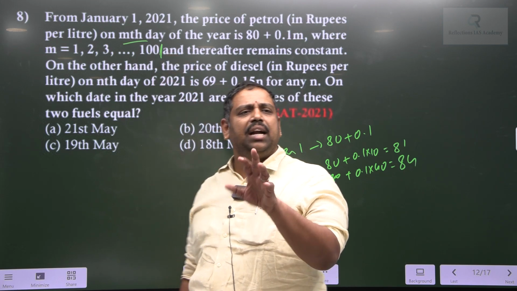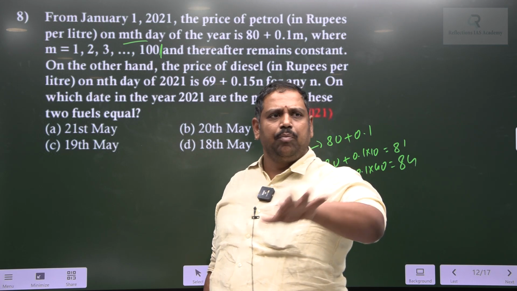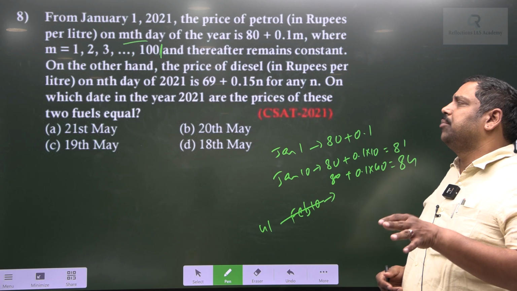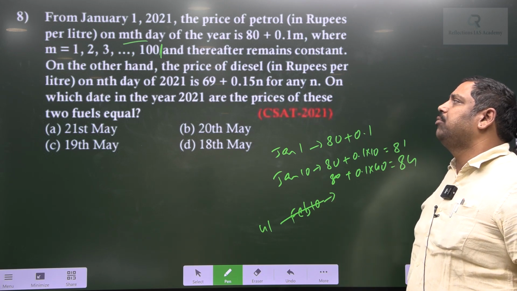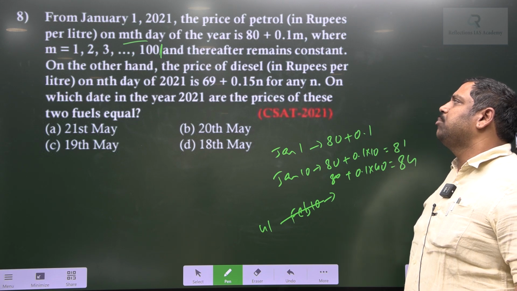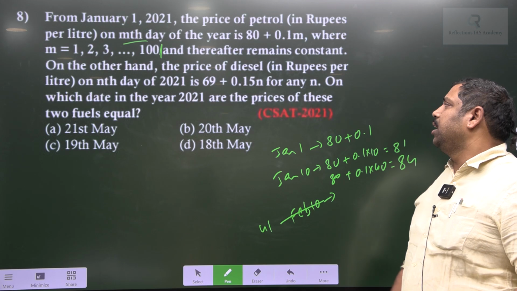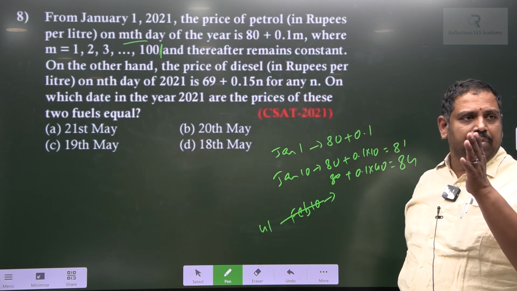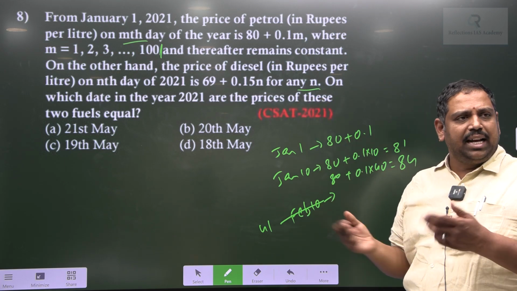That means that after the 100th day, no appraisal. Price is fixed. Yes or no? Okay, good. Next one. And thereafter remains constant. On the other hand, the price of diesel in rupees per liter on the nth day of 2021 is 16 plus 0.15 n for any n. For any n. Their m value is restricted up to 100. Here n value is for any n, means it will go 200 days, 300 days also.